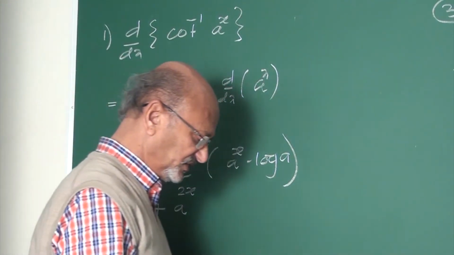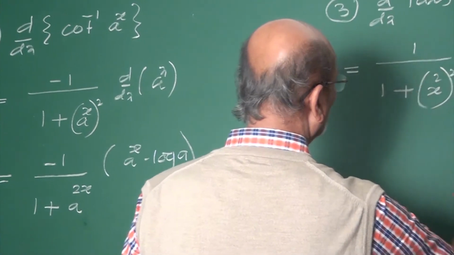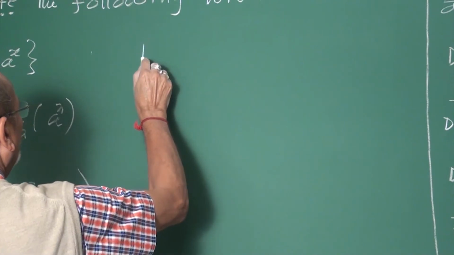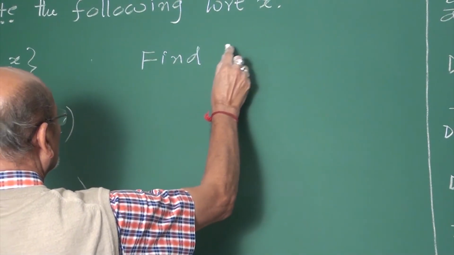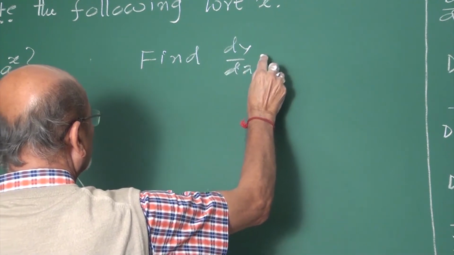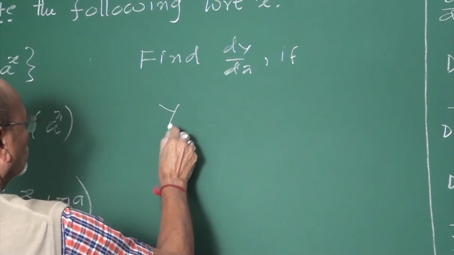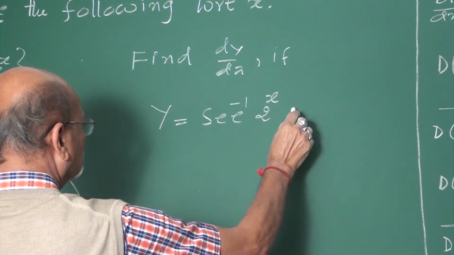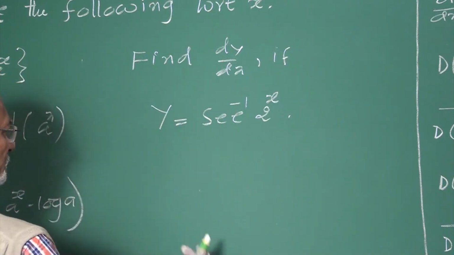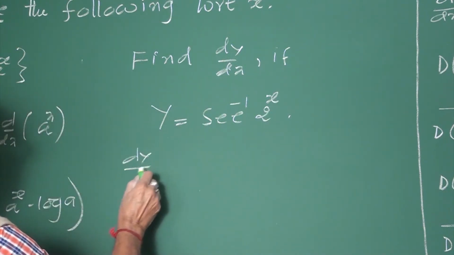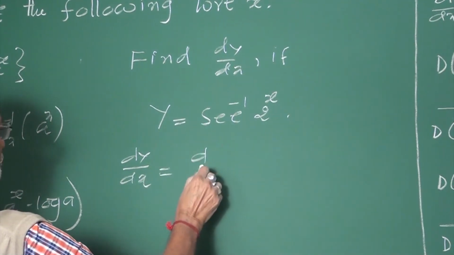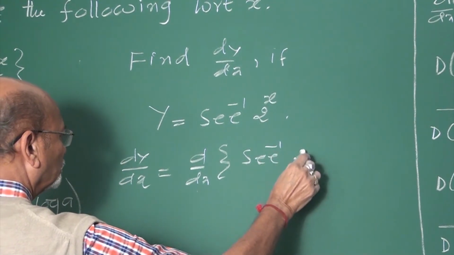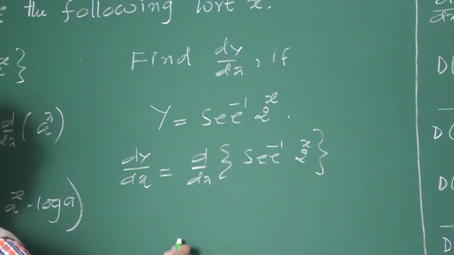Next is sec inverse. Find dy by dx if y equal to sec inverse 2 to the power x. Yes, my friend, dy by dx. I write a supportive step, d by dx of sec inverse 2 to the power x. If you want, you can write it; otherwise, no.